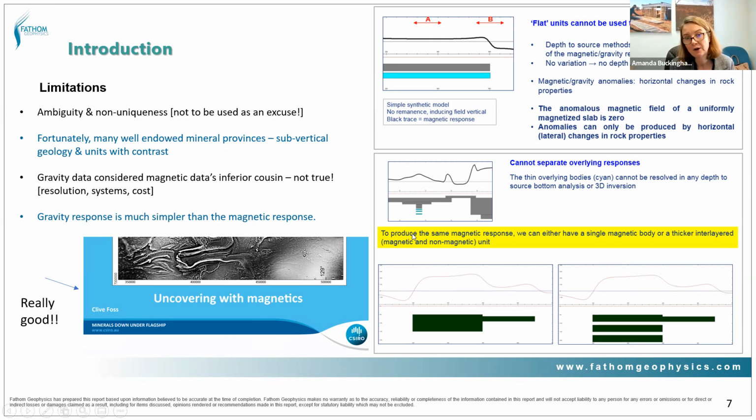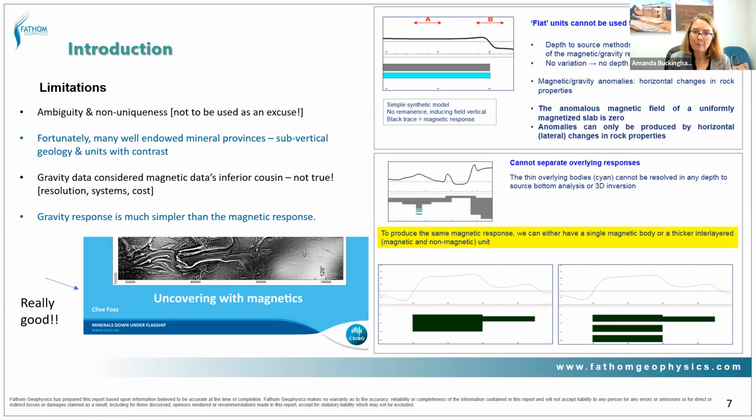A few points to note with magnetic and gravity data. I've already mentioned the fact that we need lateral changes. There's no point using the techniques if there are no contrasts. But also we can't separate overlying bodies.